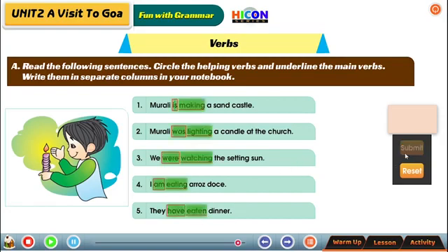Okay? We will submit it and check. So Murali is making a sand castle is the first sentence, in which is is the helping verb and making is the main verb. Murali was lighting a candle at the church is the second sentence. In that, was is a helping verb and lighting is a main verb. We were watching the setting sun: were is the helping verb and watching is the main verb. I am eating arroz: am is the helping verb, eating is the main verb. They have eaten dinner: have is the helping verb and eaten is the main verb.